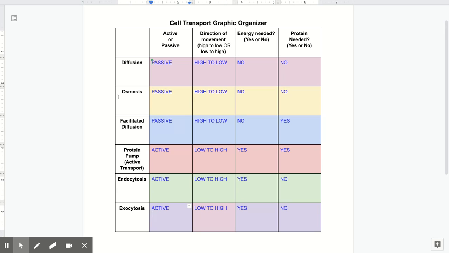So again, we just spent some time reviewing the different types of cell transport and the qualities or criteria that they have.